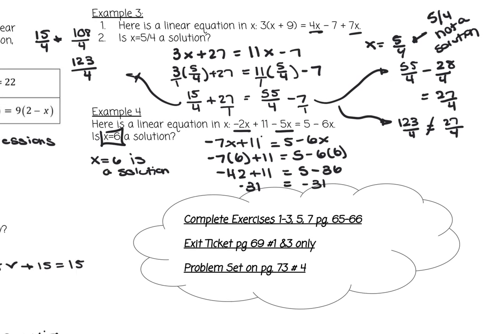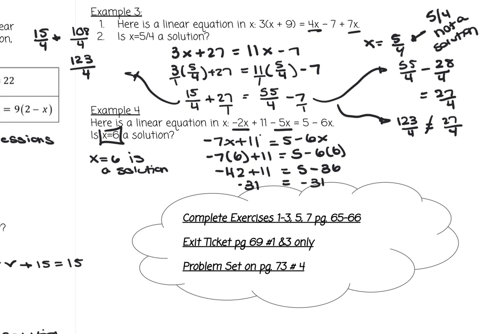All right, so now what I want you to do is complete exercises 1 through 3 and 5 through 7 on page 65 and 66. You can work with a partner and have me check. Once I have checked that, then you will work on page 69, which is your exit ticket number 1 and 3. And then from there, work on the problem set if you finish all of that. Now I want you to summarize what you've learned from this lesson today.